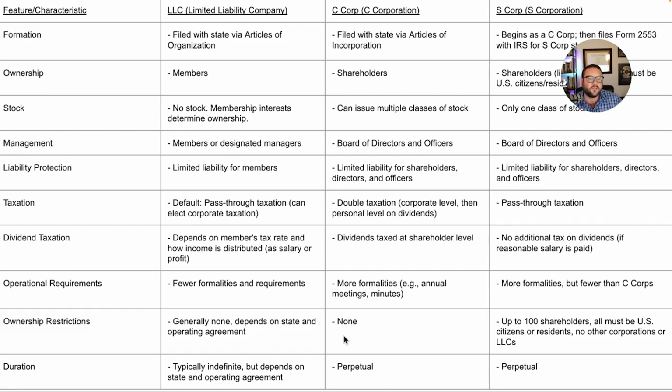The other thing to remember is how long these companies last, or the duration. So for LLCs, they usually are indefinite, but it depends on the state and depends on how you set it up. For C Corps, they are perpetual, meaning they will continue forever as long as you continue to file all the forms you need to file at the state level. And with the S Corp, same kind of deal. It's perpetual. As long as you keep filing the forms you need to file every year, it will continue forever.